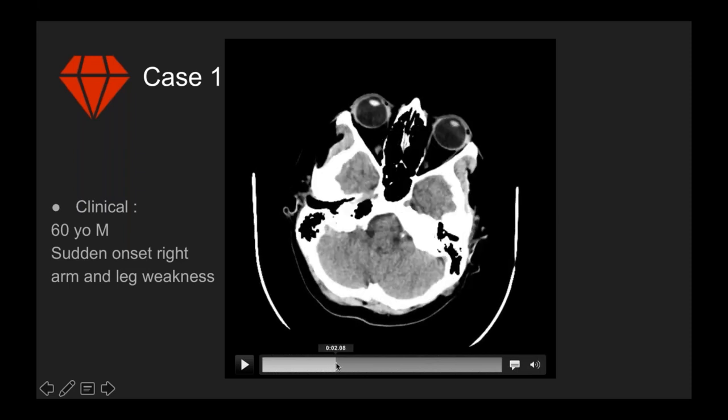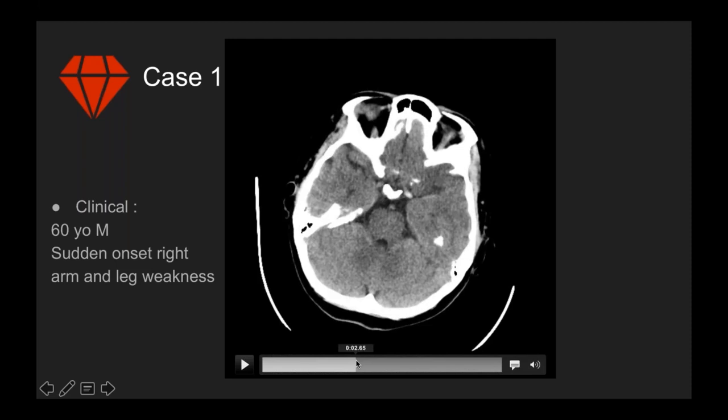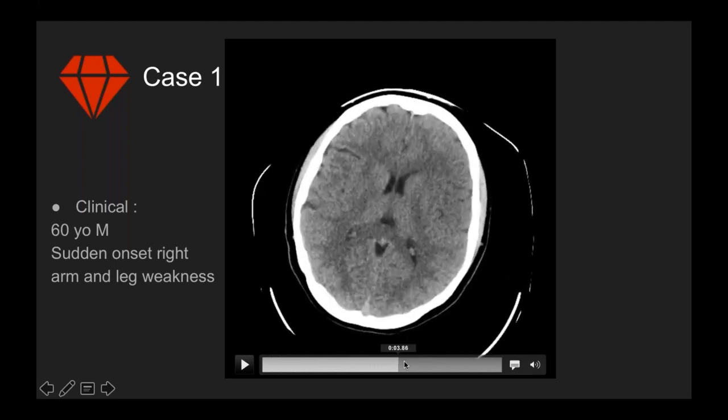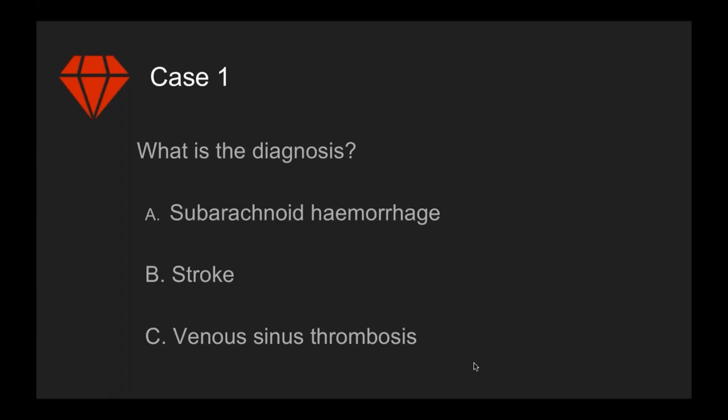I'll go for it one more time. So if we could go to the first question. What is the diagnosis here? Is it A, subarachnoid hemorrhage, B, stroke, or C, venous sinus thrombosis?